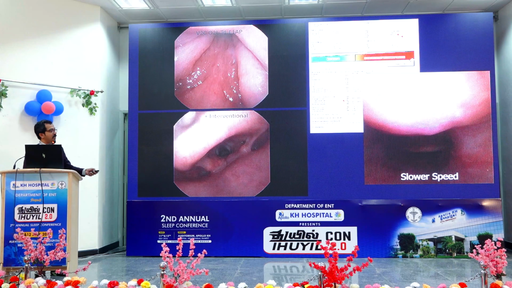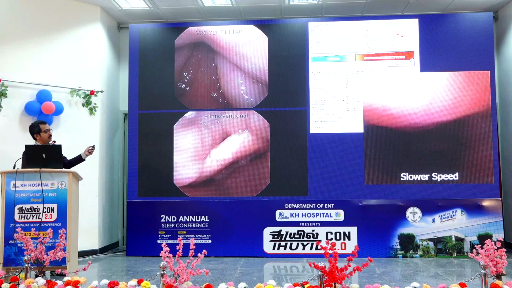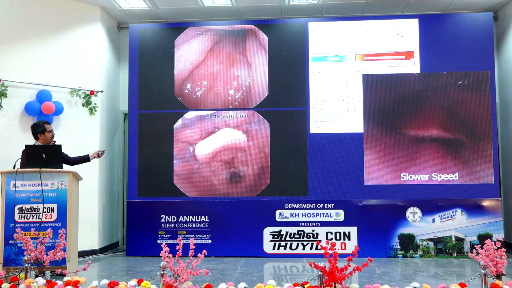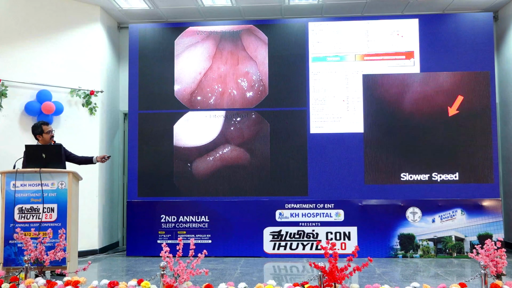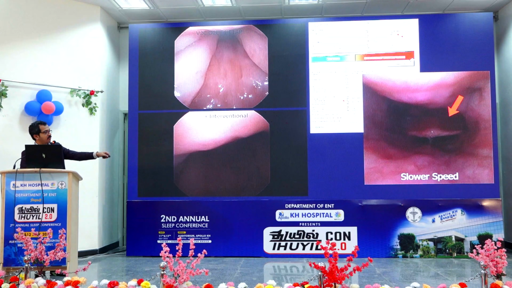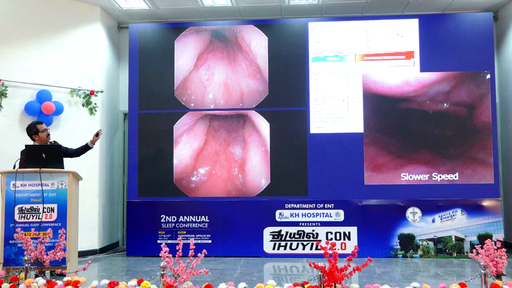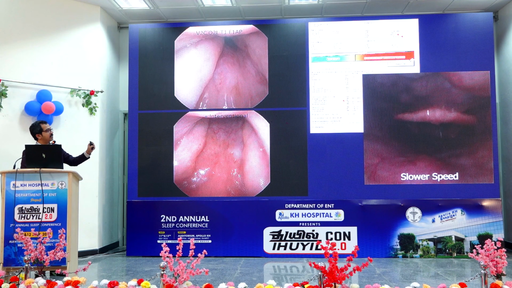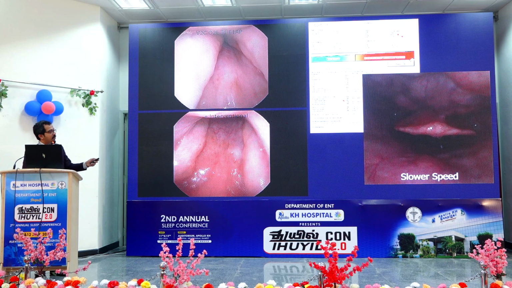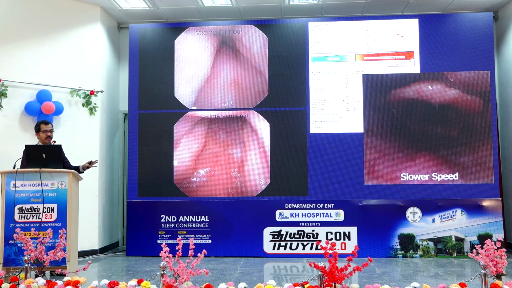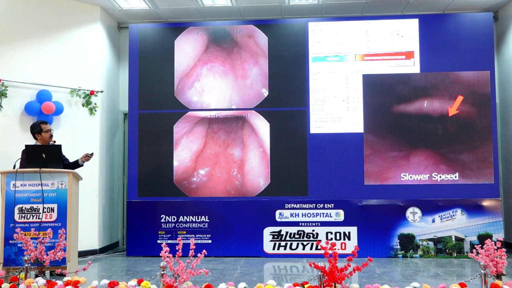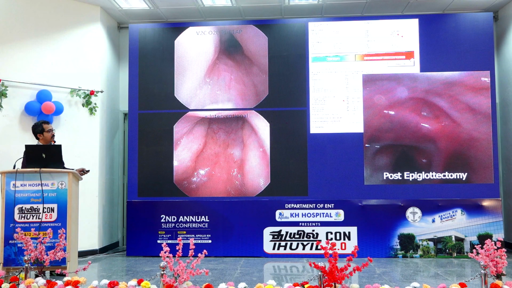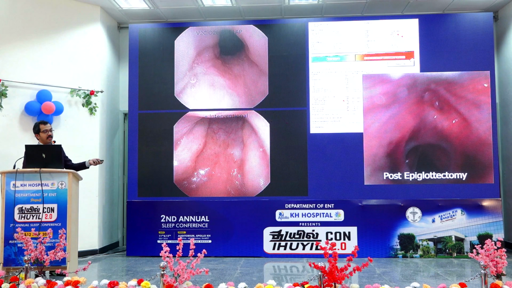So these are a few cases. In the first, that's a normal DISE. The second one is an interventional DISE where you can see the tongue base got lifted up, and in the third one you can see the tongue and epiglottis fall back. This is a normal patient. See, the weight was only 68 kg, BMI was 23, but his AHI was 35. His symptom was only nocturnal choking. So you can see how the epiglottis collapse is happening. And this is post epiglottectomy and tongue base reduction.